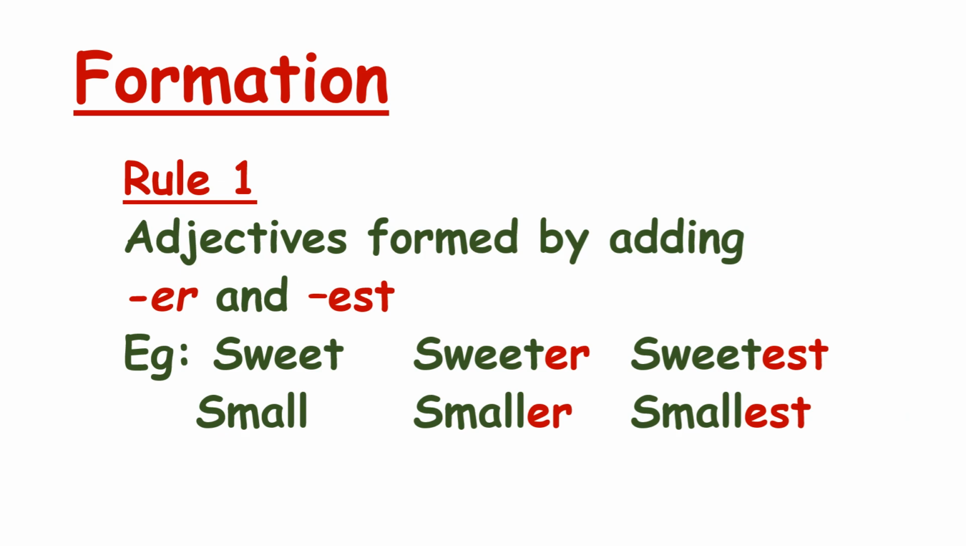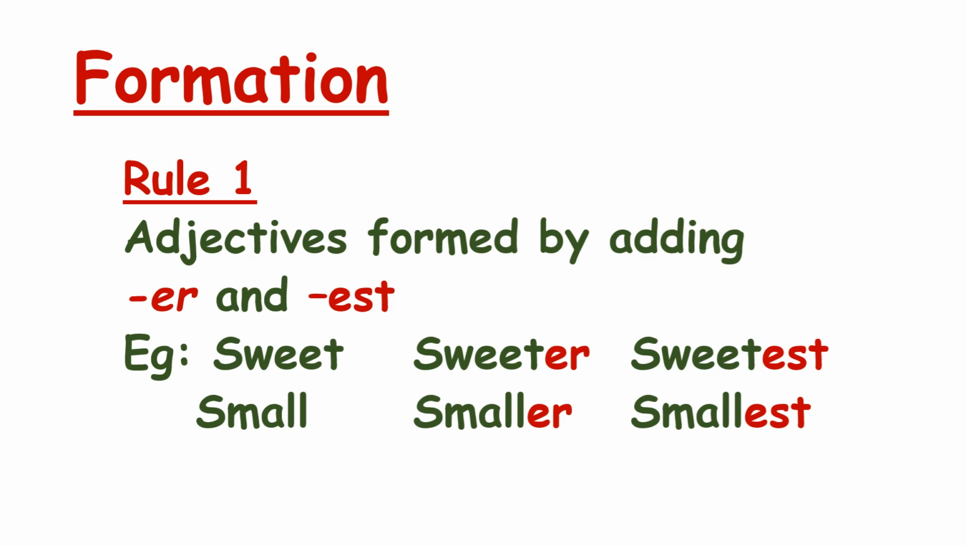Then we talked about formation, how the comparative degree and superlative degree are formed. So, rule number one, the simple rule that is applied most of the time: adjectives are formed by adding er and est. Er is added in the comparative degree and est is added in the superlative degree. So, for example, you can see sweet, sweeter, sweetest, small, smaller, smallest.